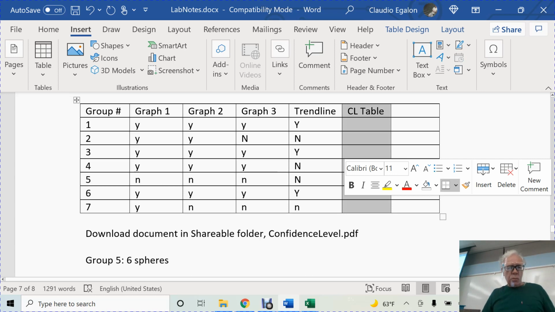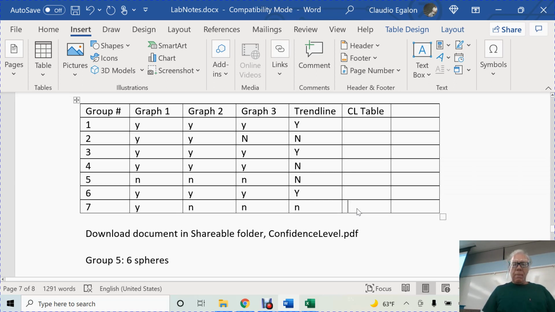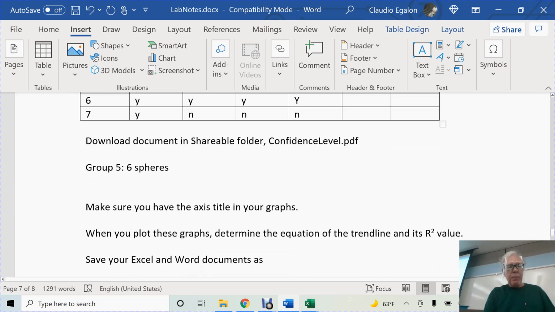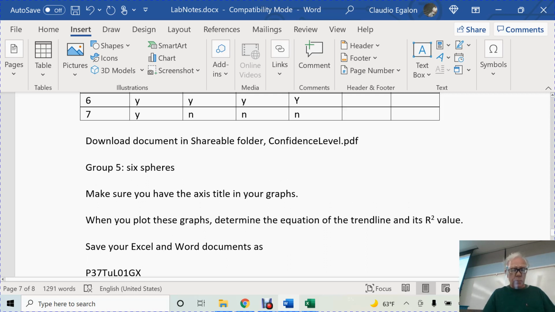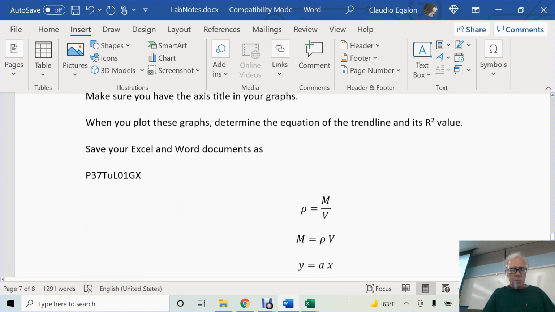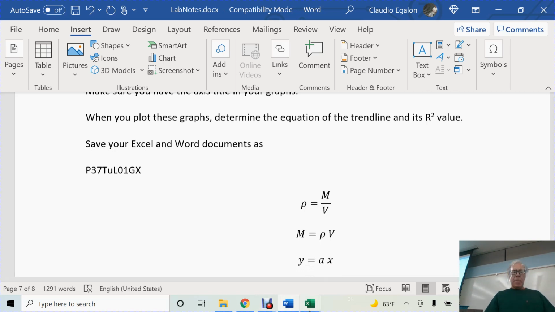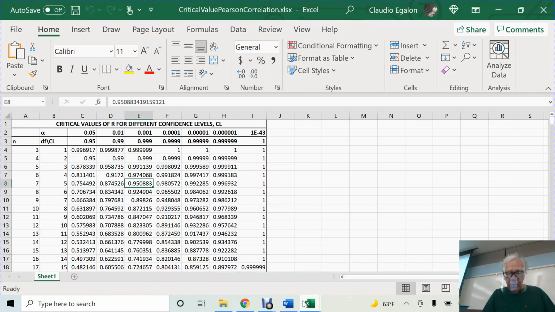Okay, so trend line and R square. So here you go, this one right in here.